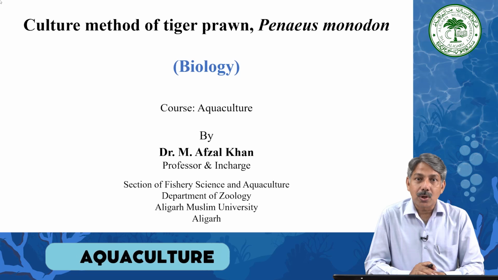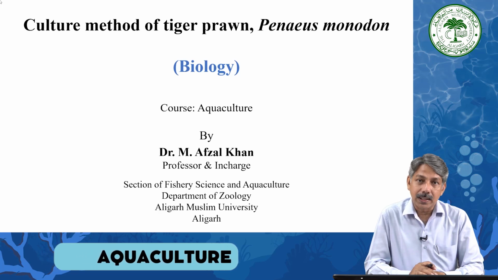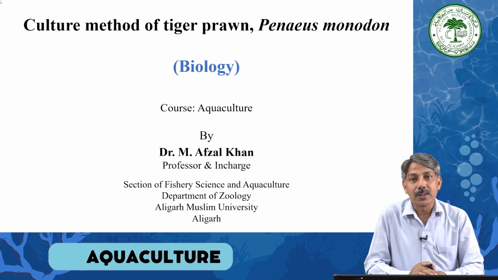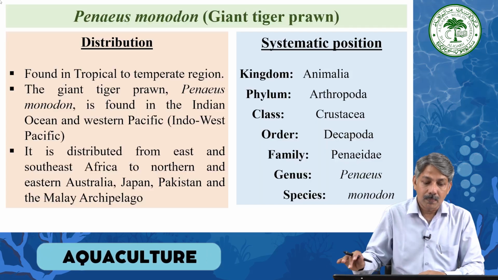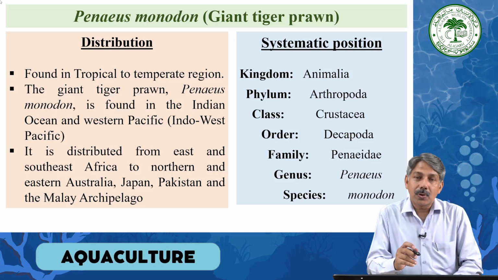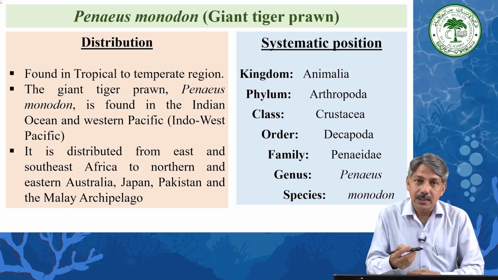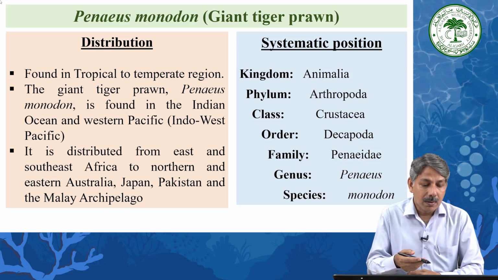Today, within the major topic of culture method of tiger prawn Penaeus monodon, we are going to discuss the biology of Penaeus monodon. Penaeus monodon, we all know, is popularly known as tiger prawn, giant tiger prawn, sometimes black tiger prawn.